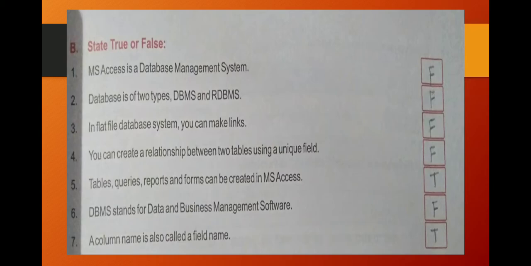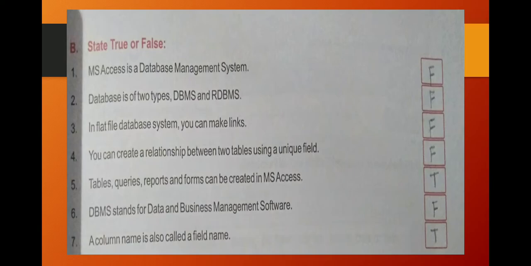Section B, true false. First, MS Access is a database management system. This statement is false because MS Access is a relational database management system. Second, database is of two types, DBMS and RDBMS. This statement is false because database is of two types, that is flat file database and RDBMS.